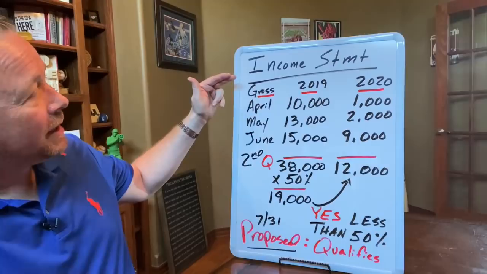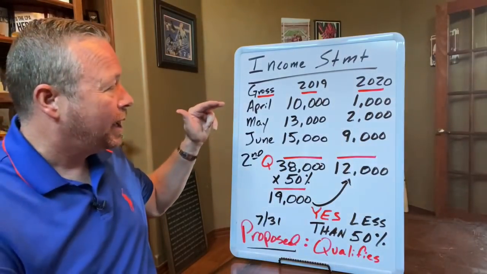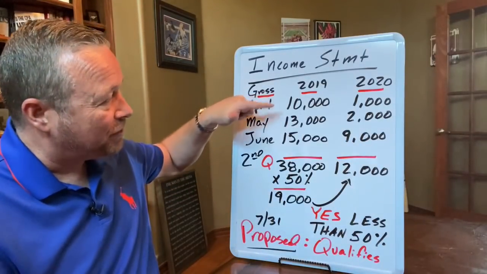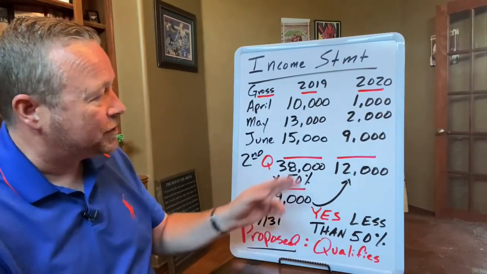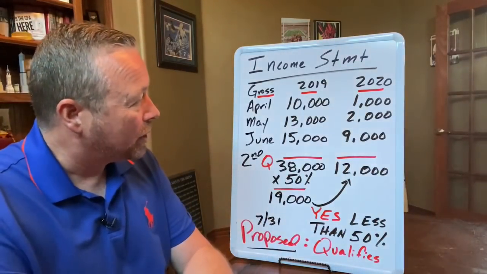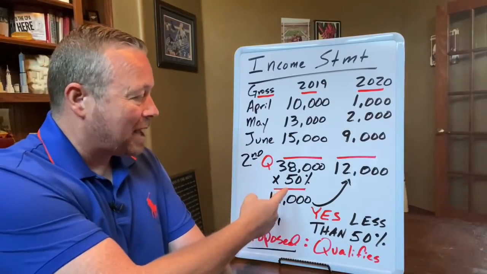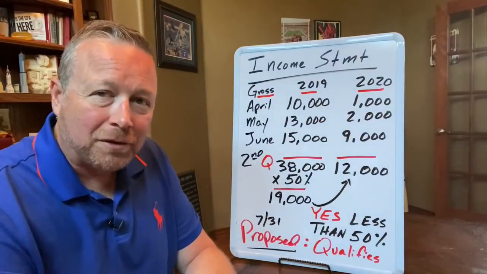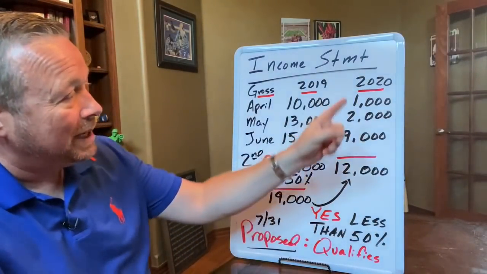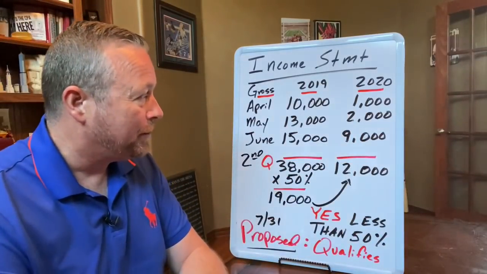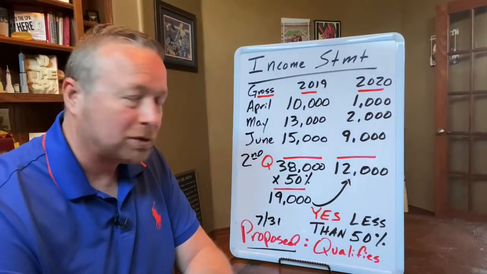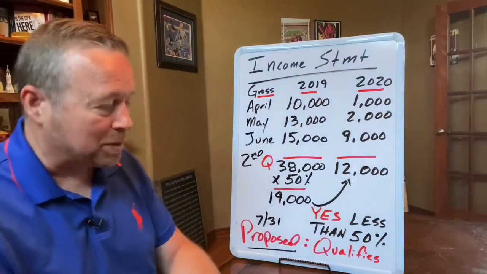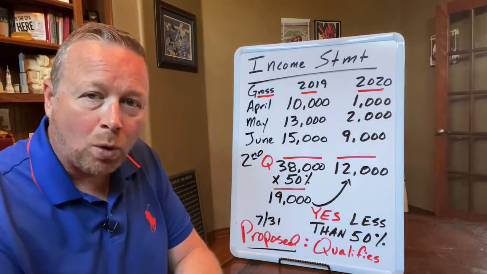So here's more probably a reality for a lot of small businesses. Again, we're taking the income statement, we're looking at gross revenues, but for second quarter it'd be April, May, June. And here might be some figures, right? 10, 13, 15, so 38,000 for 2019. Just take it times 50%, that's $19,000. So it might be likely for 2020 for April, May, and June to be down, maybe some recovery in June. But in this circumstance, the gross for second quarter 2020 is 12,000. So of course it's less than 50%. So yes, they would qualify, or you would.